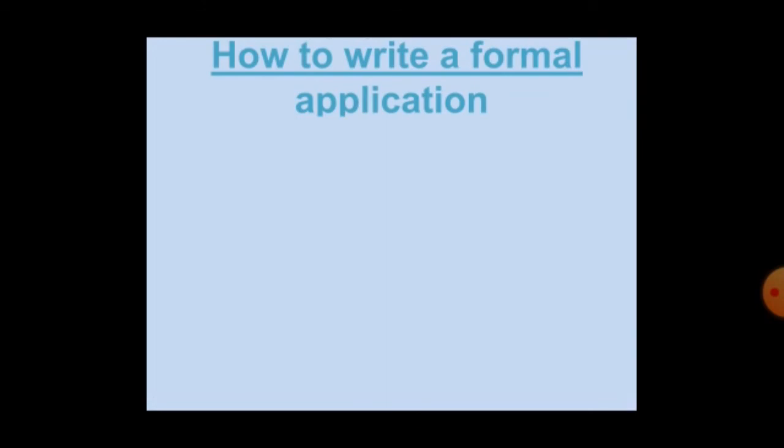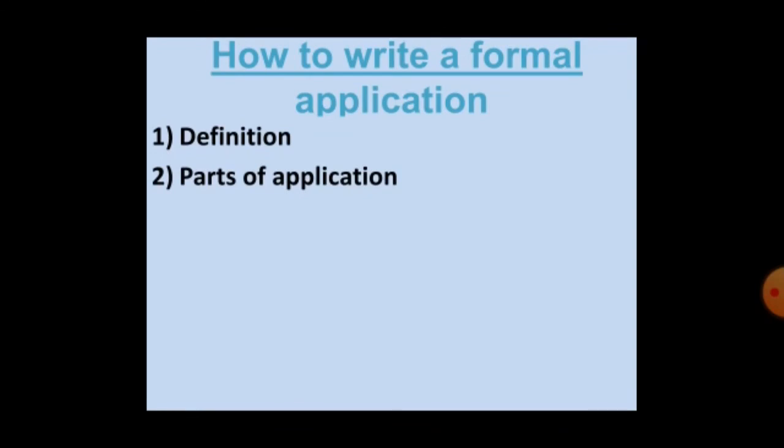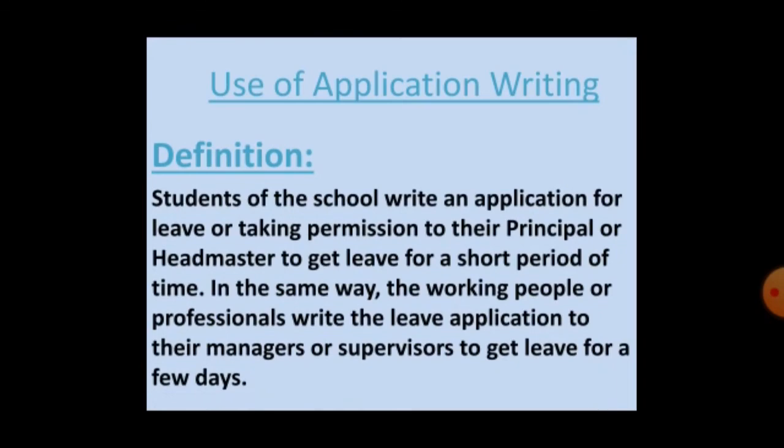So now I move towards our second topic, how to write a formal application. So basically, application is what? We have some parts in order to write an application: definition, parts of application, a specimen of a formal application. So now first of all I tell you why do we use application writing. Students of the school write an application for leave or taking permission to their principal or a headmaster to get leave for a short period of time. In the same way, the working people or professionals write the leave application to their manager or supervisors to get leave for a few days.